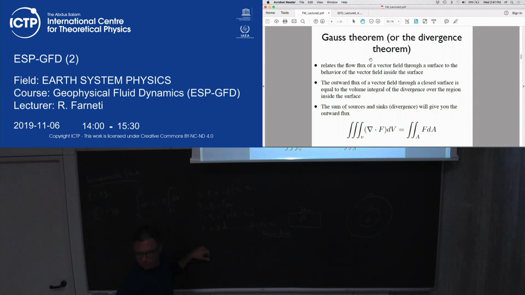So P naught, or P atmosphere, disappears. I'm left with the pressure, which is referenced to the atmospheric pressure, equal to gamma times the difference in height. And this difference in height is called the pressure head. So how much you're going into the atmosphere or into the fluid, that height will determine the change in pressure.